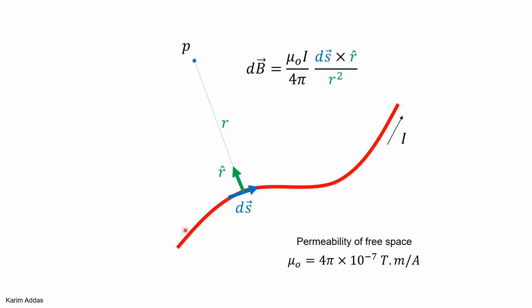If you have a wire and it has current in it, if you want to get the magnetic field at a point, you get the magnetic field due to each element of current given by this formula, and then you integrate to get the whole magnetic field, the total magnetic field at point P due to the whole wire.